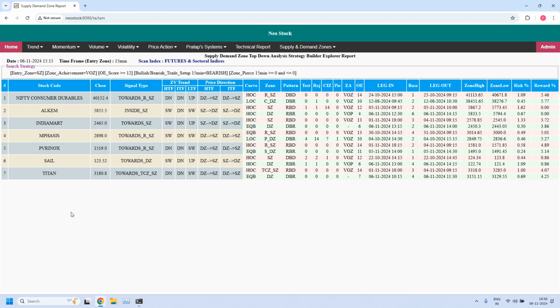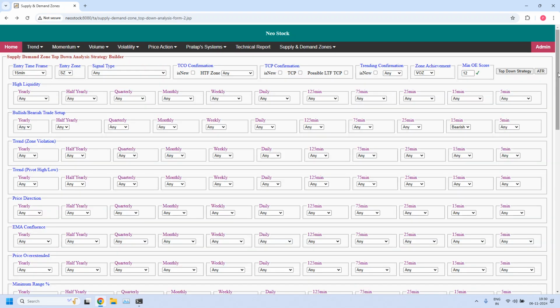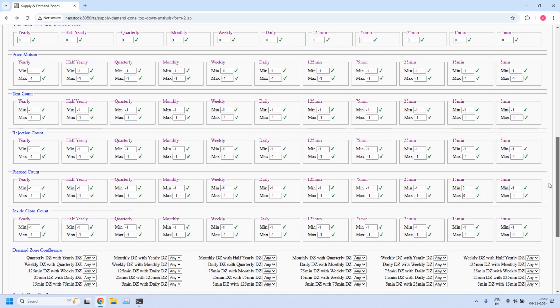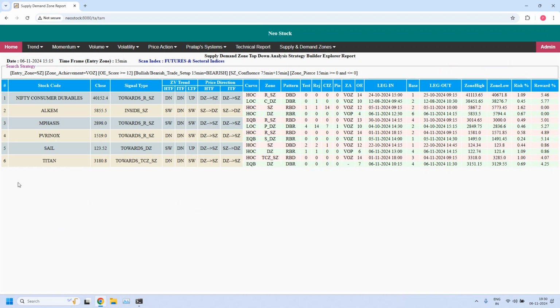Now 7 stocks are filtered. All these 7 stocks are currently supporting bearish trade setup for daily income trade. That is, entry time frame is 15 minutes and the zone is supply zone. Among these 7 15 minute supply zones, there might be high probability setup supported stocks available. Let's find them based on LTF and ITF supply zone confluence. That is 15 minute supply zone with 75 minute supply zone confluence. Enable the filter, and with this filter we got 6 stocks.